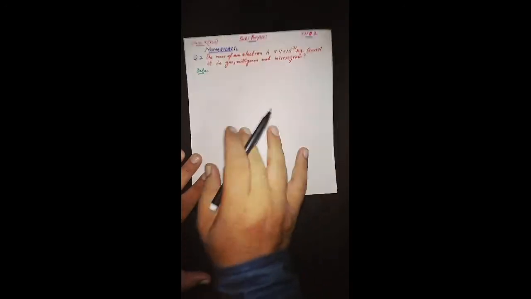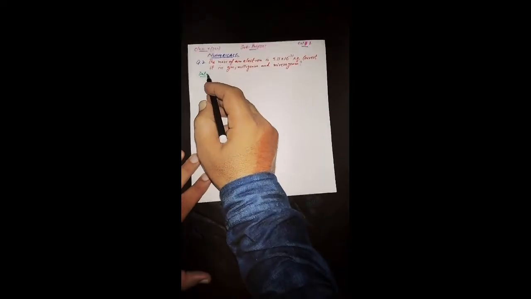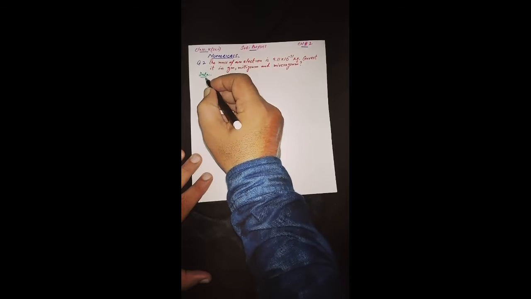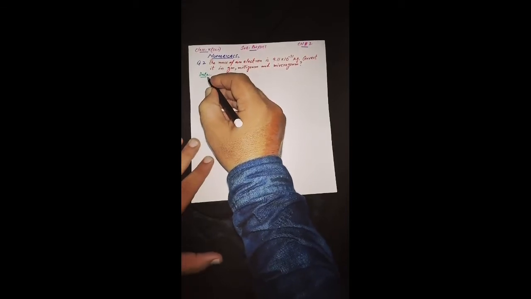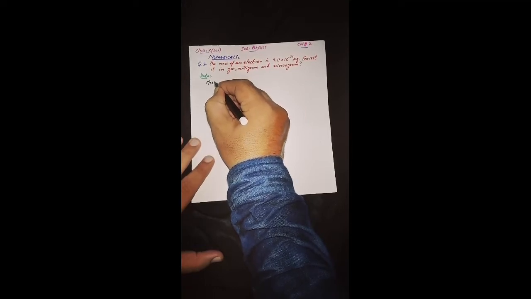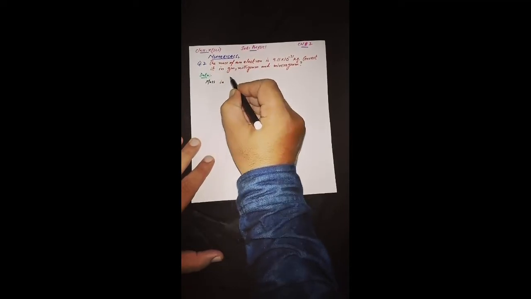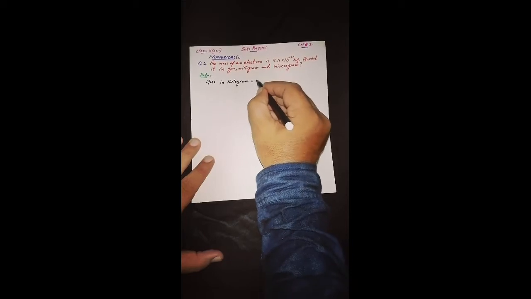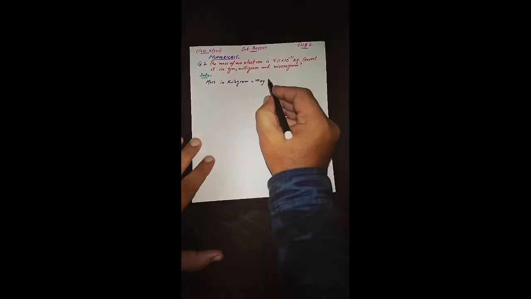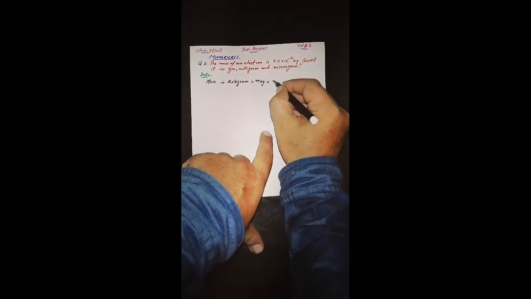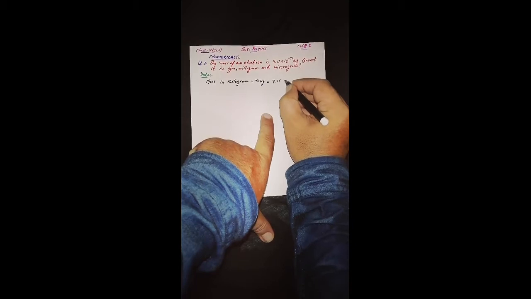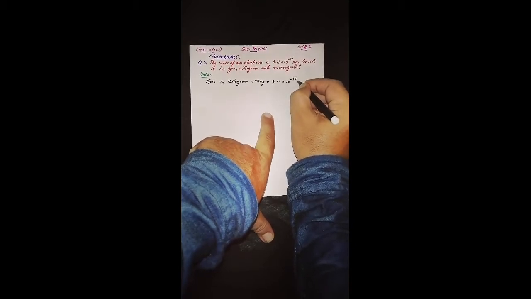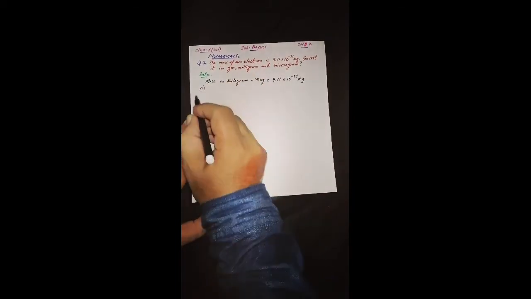Now we are solving question number two. First, note down the data of the question. According to the data, mass is given in kilograms. Mass in kilograms is equal to 9.11 multiplied by 10 raised to the power minus 31 kg. Now we have to convert this mass into gram.